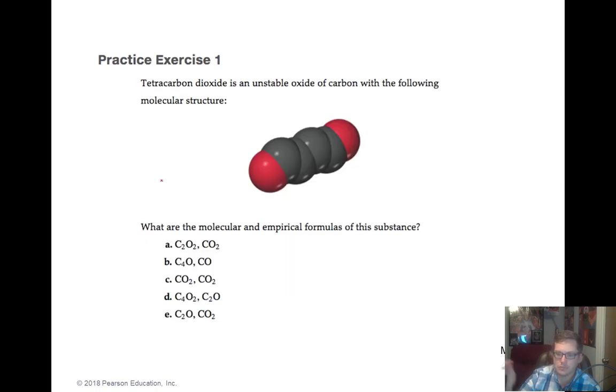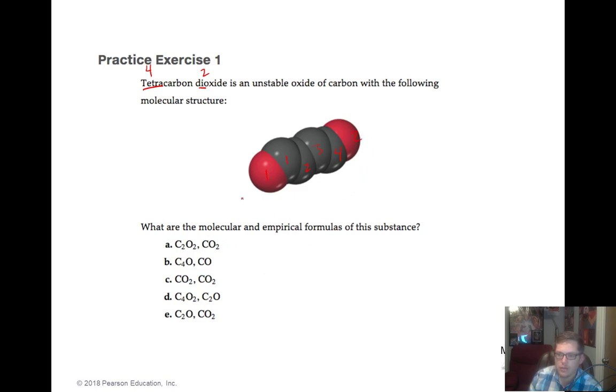All right, so just a little practice exercise. We've got tetracarbon dioxide, okay? So if you remember your prefixes from Chem 1, tetra means 4 and di means 2, right? So really this means 4 carbons and 2 oxygens, okay? So we've got 1, 2, 3, 4 carbons and then 1, 2 oxygens.